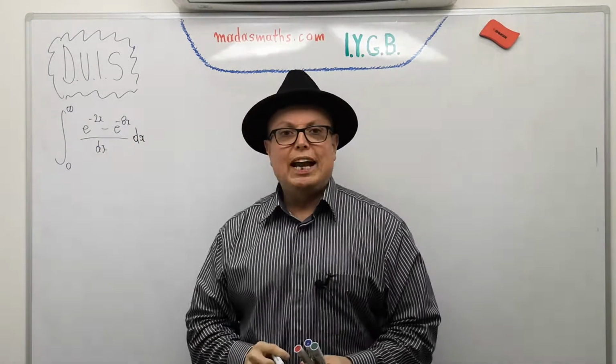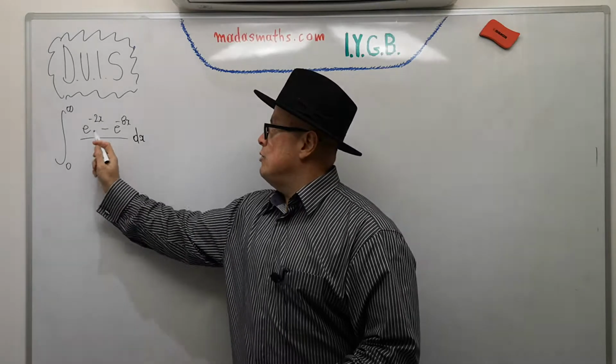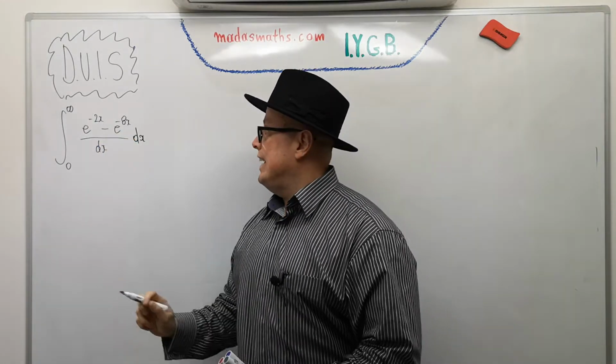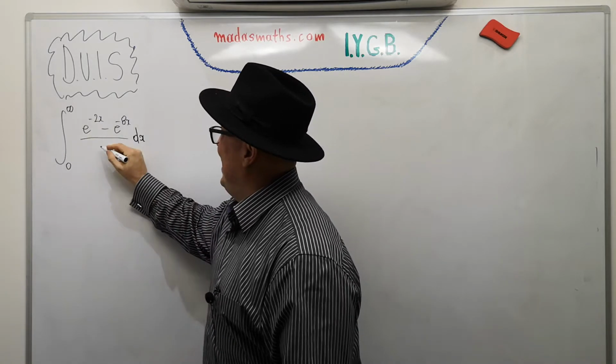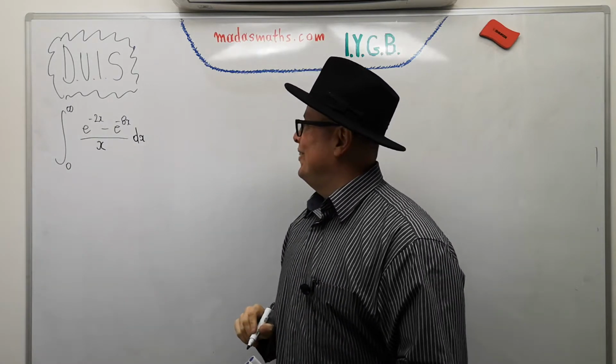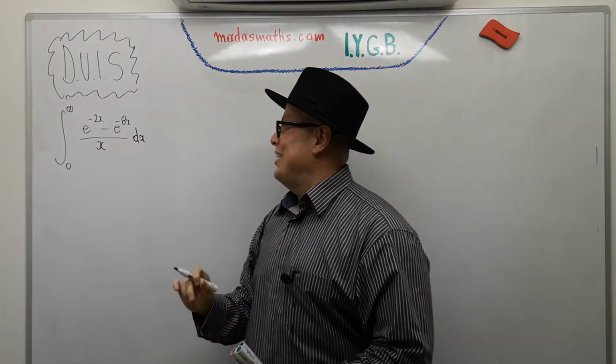On the top we've got two negative exponentials subtracted, e to the minus 2x minus e to the minus 8x, and I'm writing dx on the bottom. How shameful. Okay, over x. I don't know who wrote that by the way. So this is the integral we're going to do.